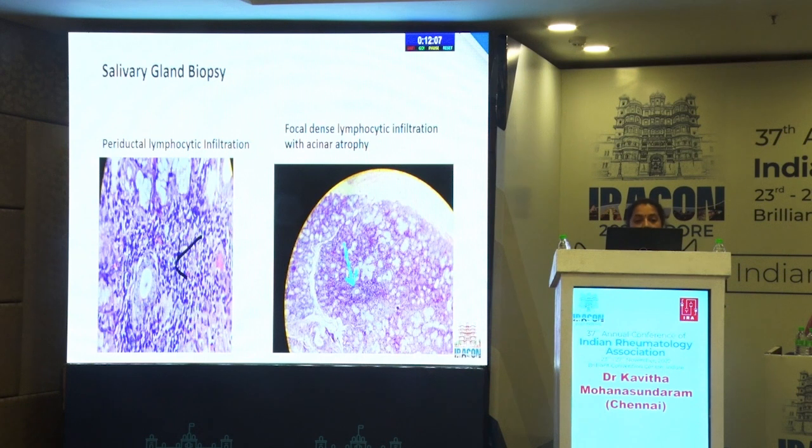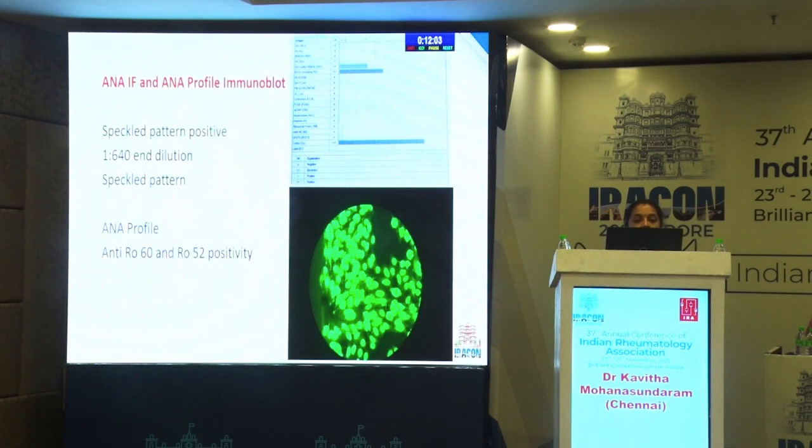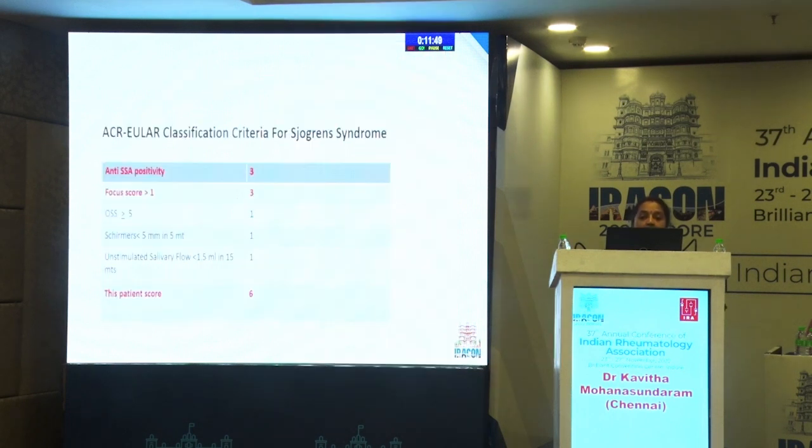This showed periductal lymphocytic infiltration, and there was also a focus score of more than 1. Our ANA panel showed a fine speckled pattern in the 1:640 dilution, and the ANA profile confirmed Ro52 as well as Ro60. So the diagnosis of Sjogren's is confirmed in this patient, because we had a minor salivary gland biopsy which showed a focus score of almost 2, and anti-SSA positivity was there. Together, 3 plus 3, we have a score of 6.